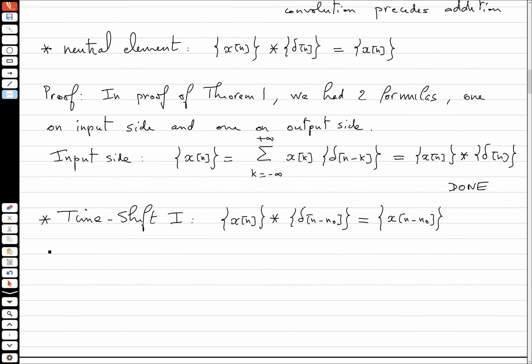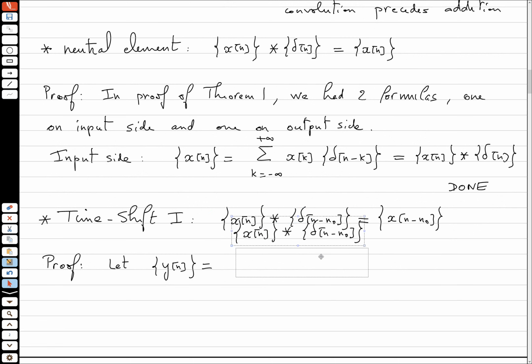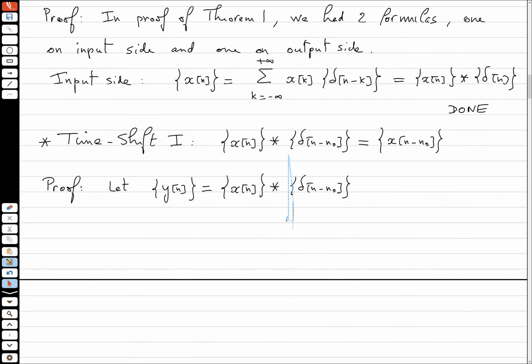Okay, this time I'm going to give you a proof that is like mathematics. So what I'm going to do is call this y of n, and then derive y of n. So let y of n be this sequence. And let's derive what it is and see that it's equal to x of n minus n naught.